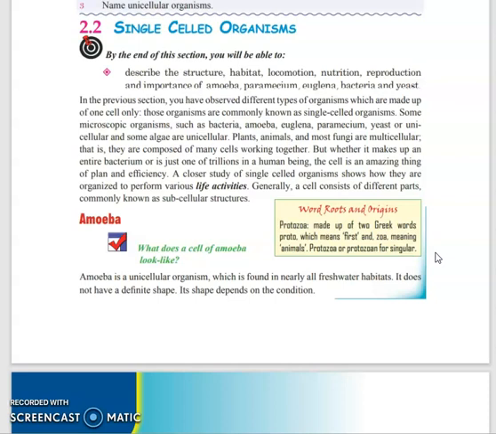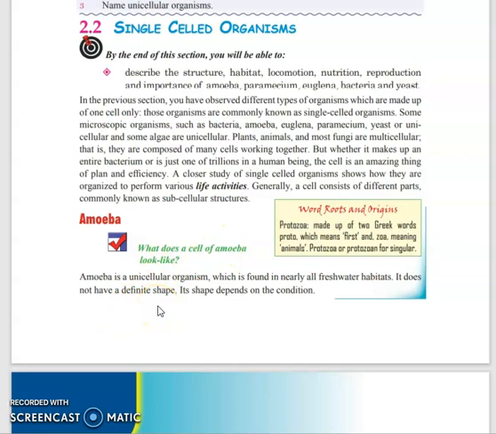Amoeba. And here we have word roots, protozoa. It's made up of two Greek words, proto, which means first, and zoa, which means animals. So it means first animals, protozoa, or protozoan for singular. Protozoan is for singular. And so it means the first animals. Amoeba.